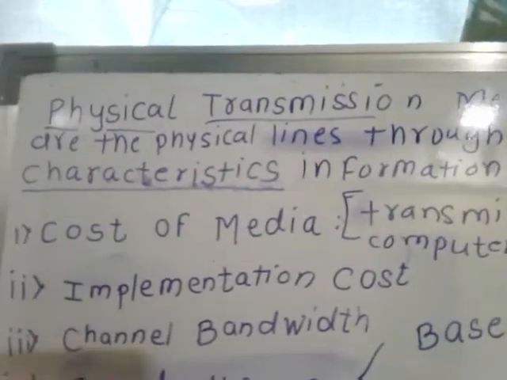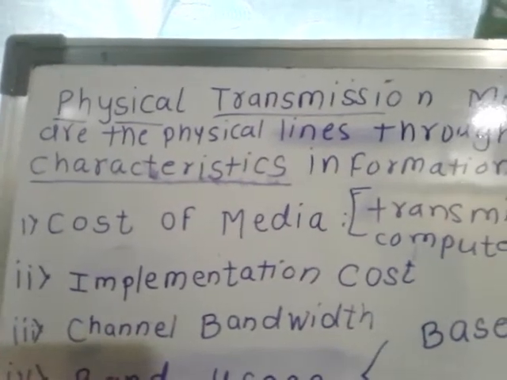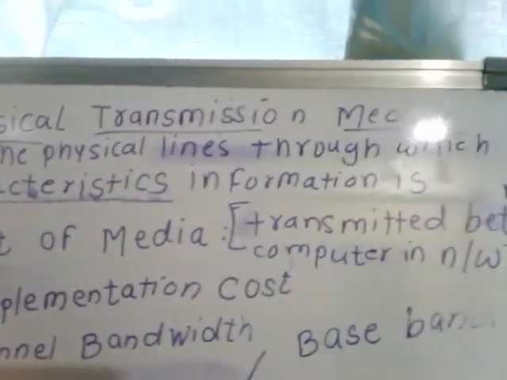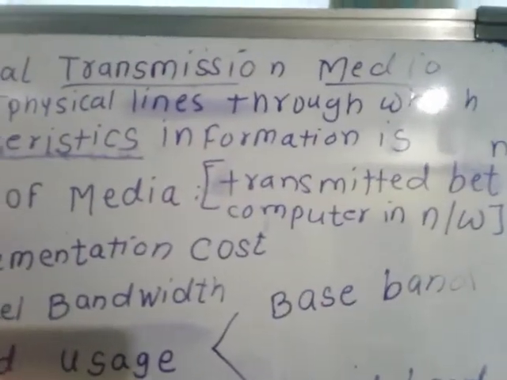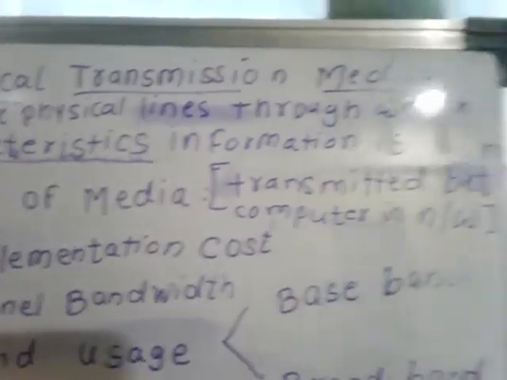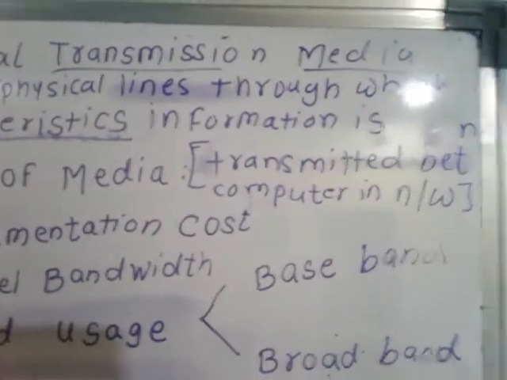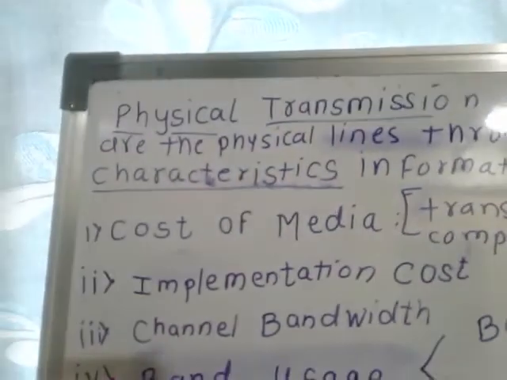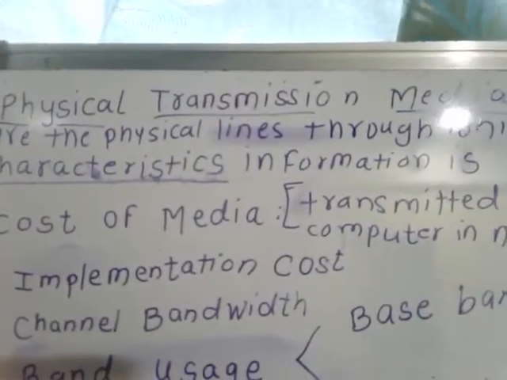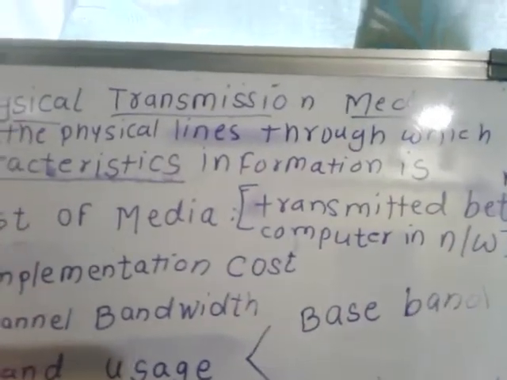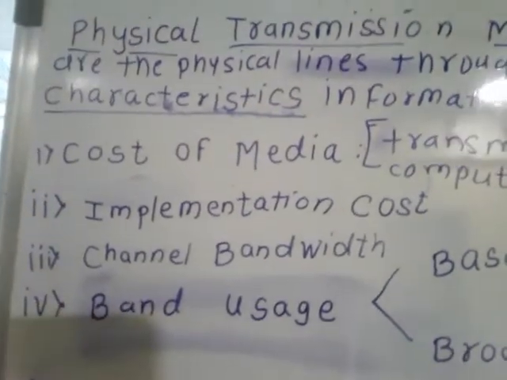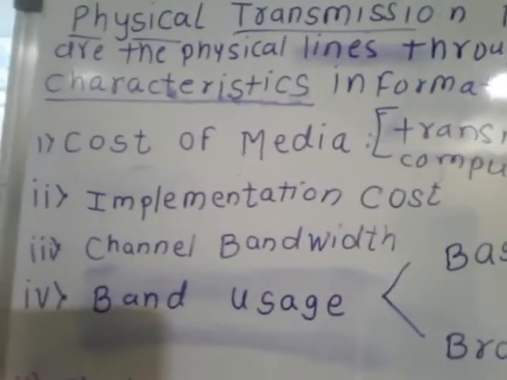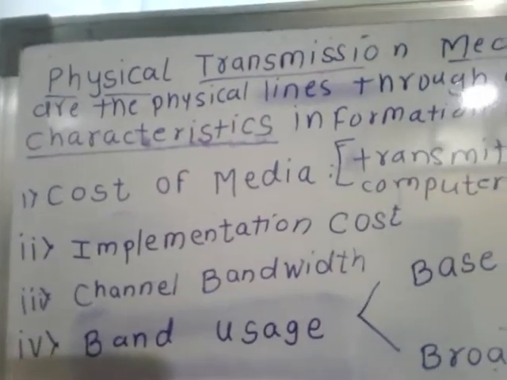Now we are going to see the physical transmission media and its properties. Physical transmission media are the physical lines through which information is transmitted between the computers in a network. These are the physical lines by which we are sending our data. Before starting the physical media, we are going to see the characteristics of physical transmission media.